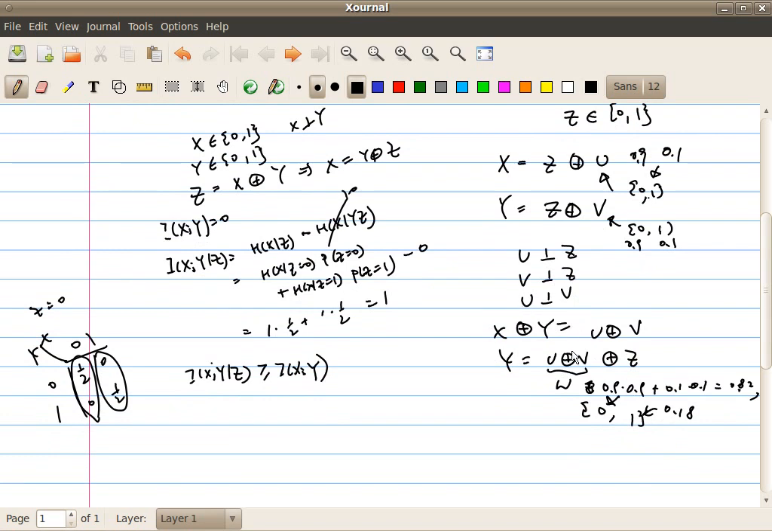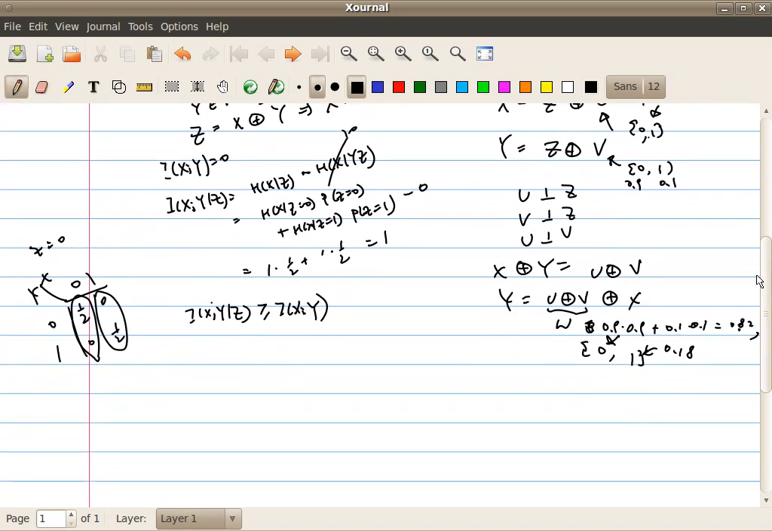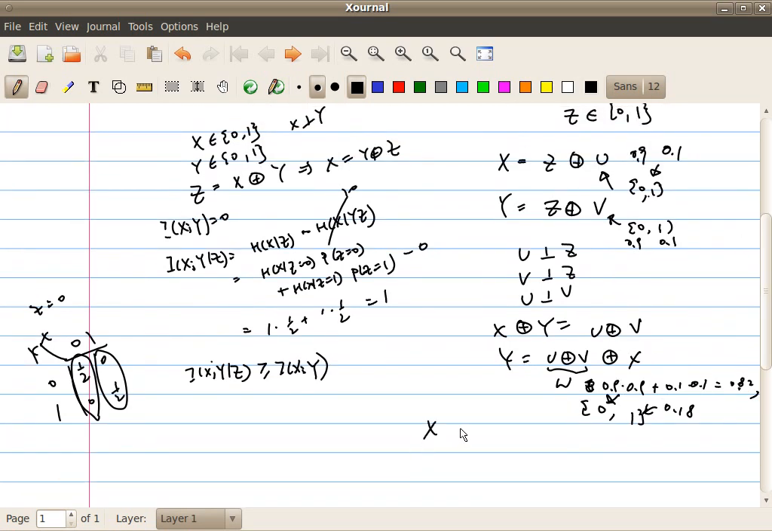So we consider x and y, sorry, this is not c here, this is x. X and y are quite correlated. We have a pretty high chance that x and y will be equal, about 0.82 probability that x and y will be equal, and 0.18 probability that they will not be equal. So apparently, therefore, x and y are not independent.